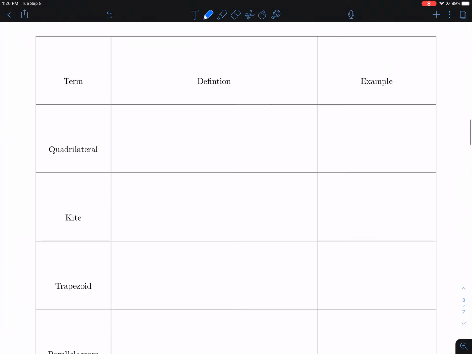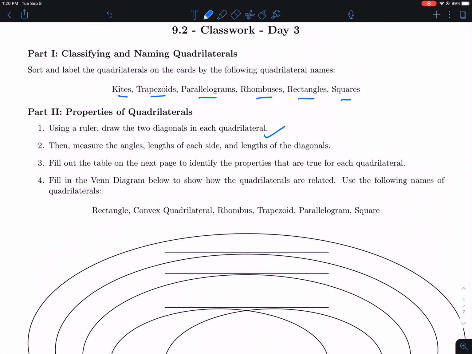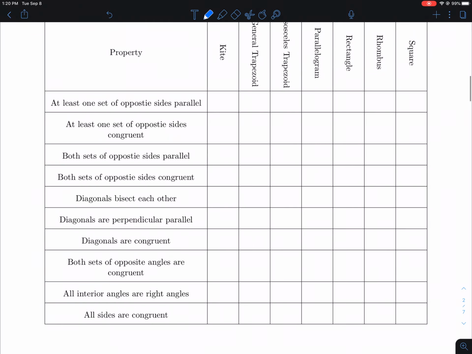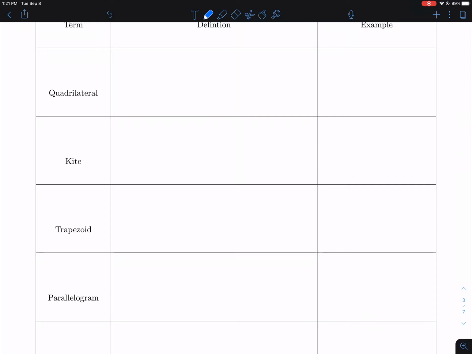The goal is to go through and measure all these things. If you've got a compass, a straight edge or a ruler, and a protractor, measure the angles, lengths of the sides, and lengths of the diagonals, and then use that to fill out the properties in the table below. If it has that property, you'll put an X in there, and if it doesn't, you'll just leave it blank. Hopefully we'll see a pattern for these as they emerge. If you get stuck, there is a whole definitions page that I do want you to go to at the very end. There'll be little example drawings of each one, and it'll also help you fill out that chart.